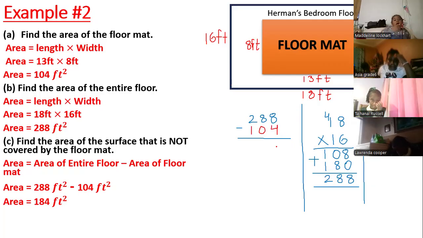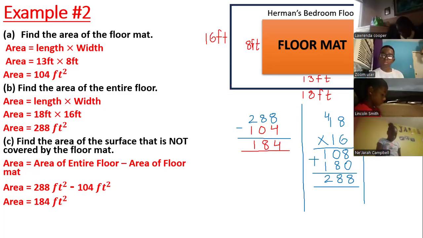So 8 minus 4 is what? 4. 8 minus 0 is 8. And 2 minus 1? 1. So it's going to be 184. 184.